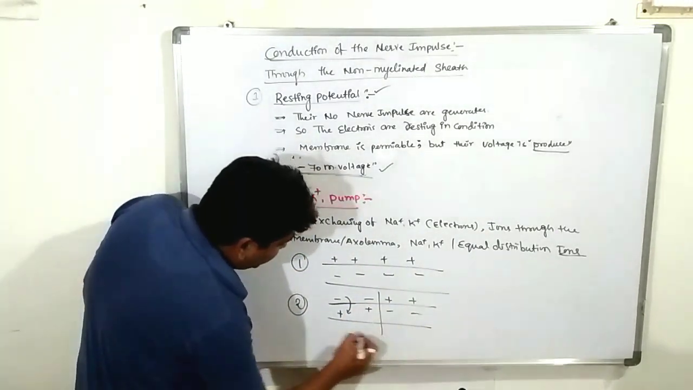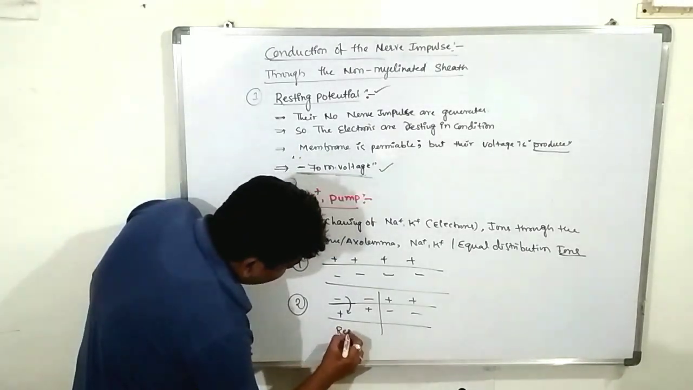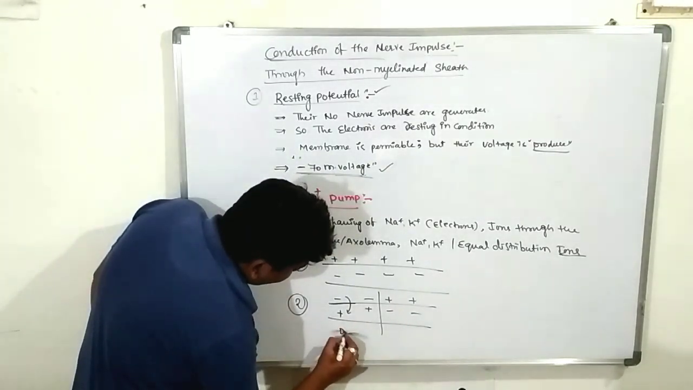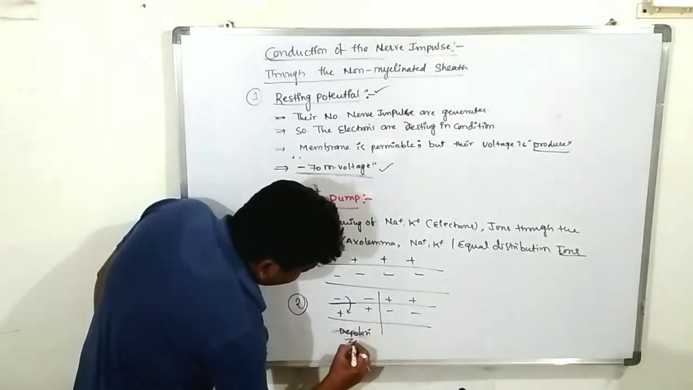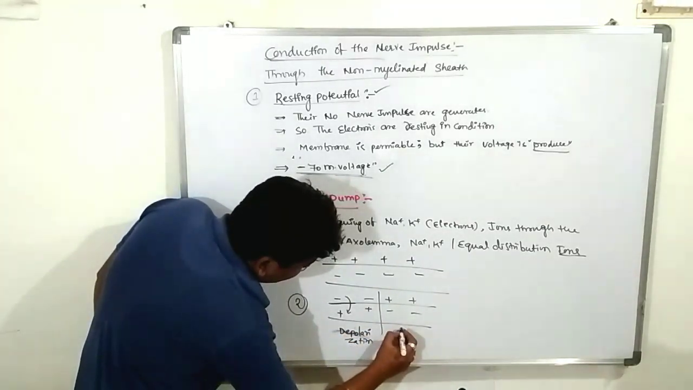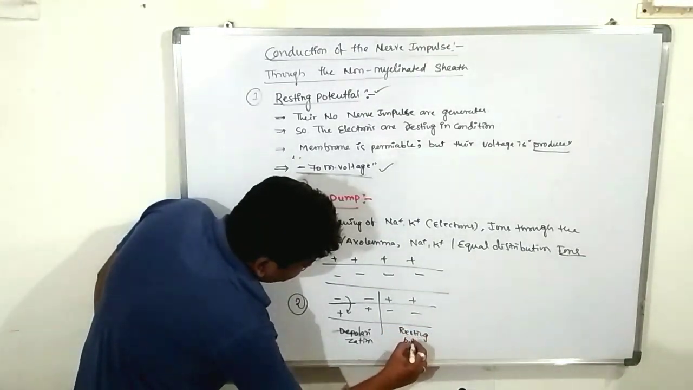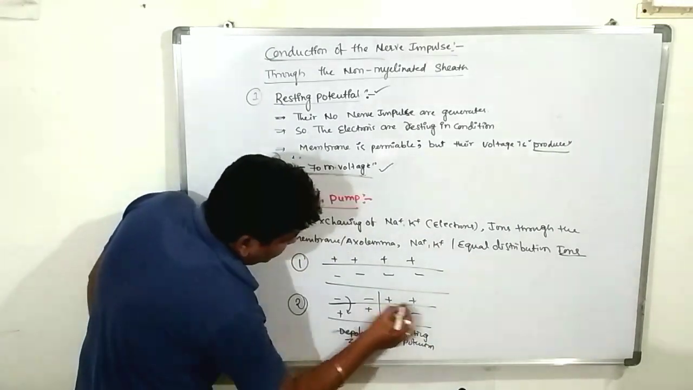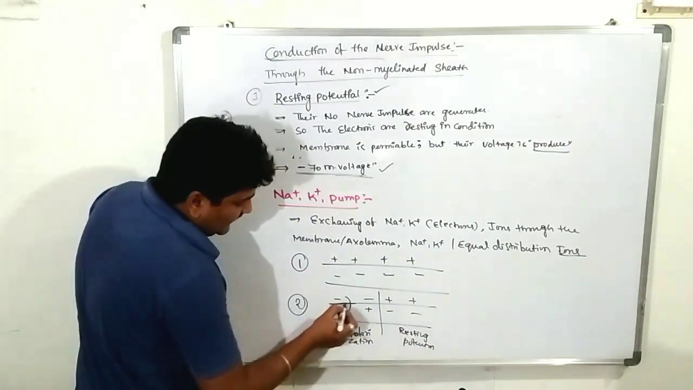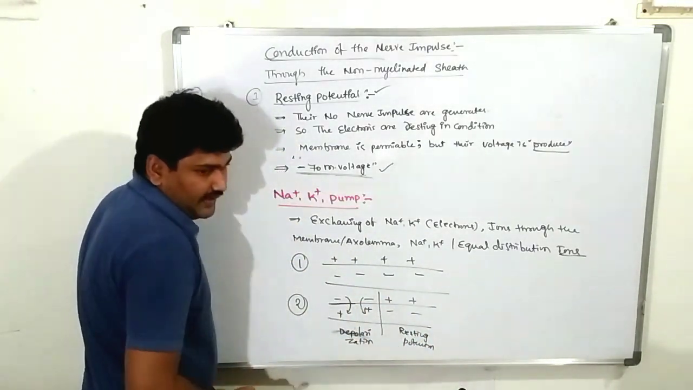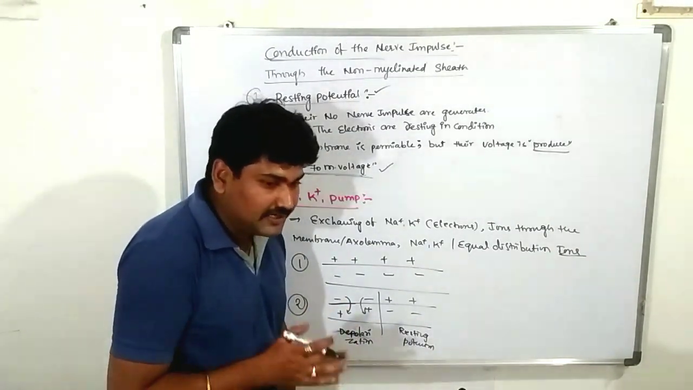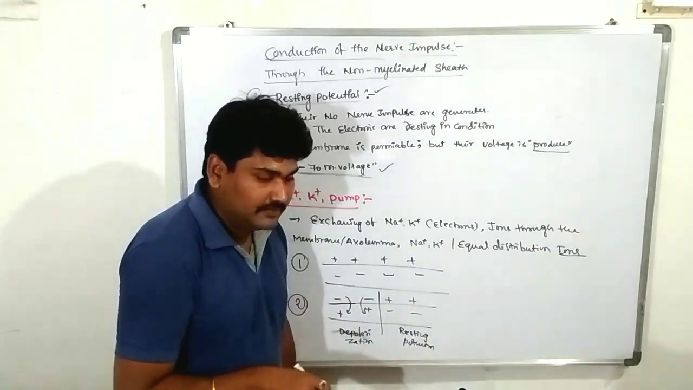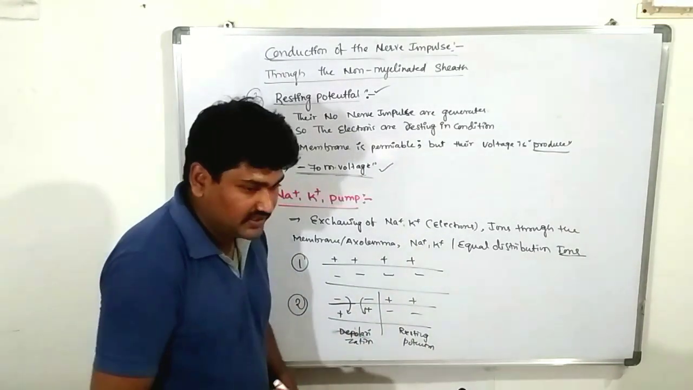This is known as repolarization. This condition is called depolarization. This condition is called the resting potential. There is no exchange between these two ions in the resting state, but when they exchange, that is called depolarization. D means elimination. This one is called repolarization.